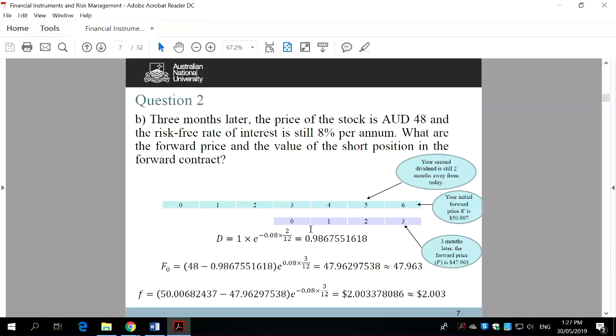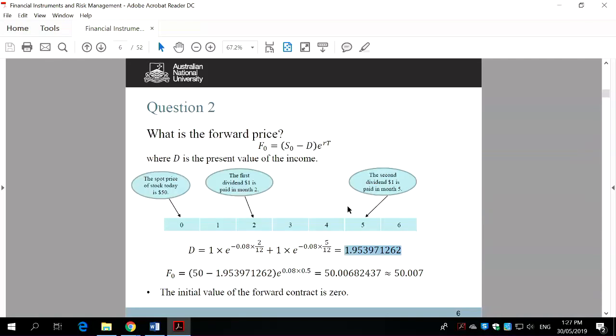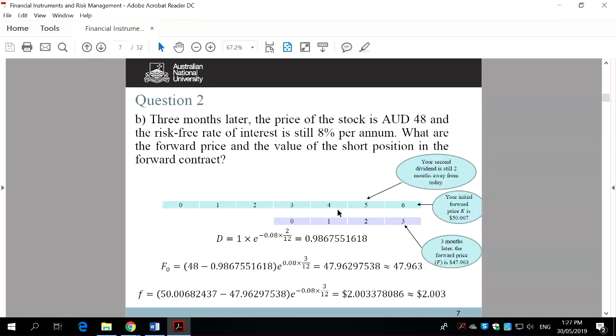Because 3 months later, the first dividend has already been paid, right? There's only the second dividend left to be paid in month number 5, which is 2 months away from today. So that's why we still need to discount that cash dividend back to the present. We're discounting that $1 back 2 months. We get the present value of the second dividend and remove that dividend from the updated share price, 48. Okay, then you bring forward 3 months. You get an updated forward price, which is $47.96.